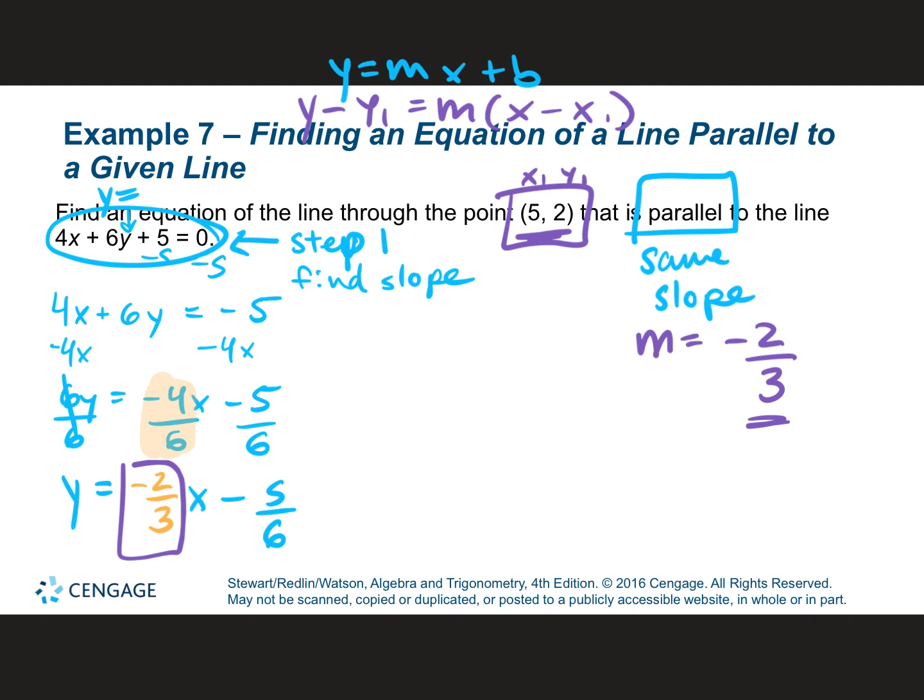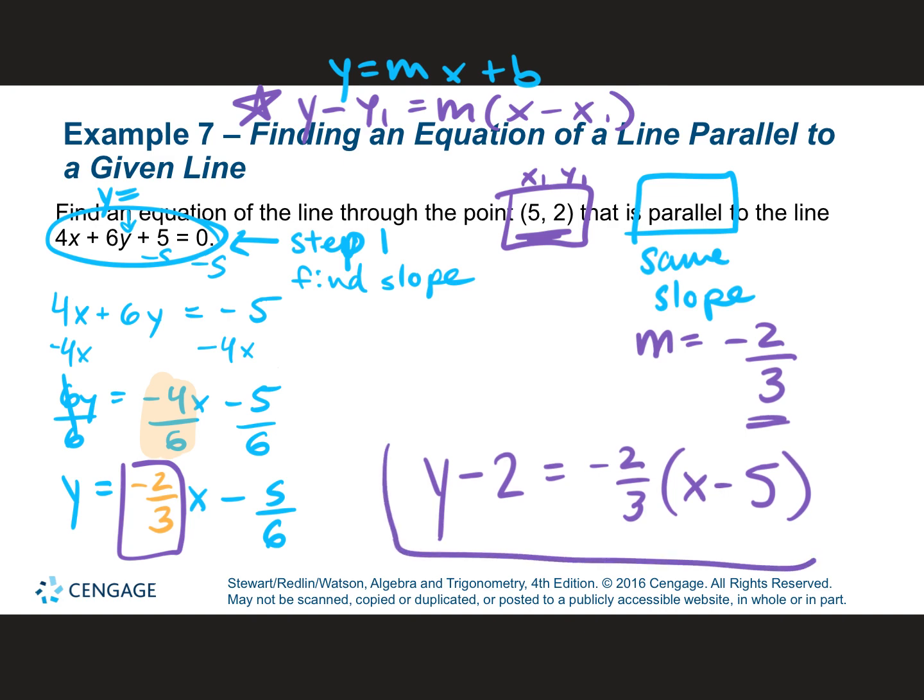So Tomas, what's my equation going to be? Mateo, what's the equation going to be? Y equals -3. No, we're using point slope form. Oh, y minus y1. What is my y1? 2. So y minus 2 is equal to? The slope is negative 2 over 3 times? X minus 5. X minus 5. Perfect. So this would be our answer.